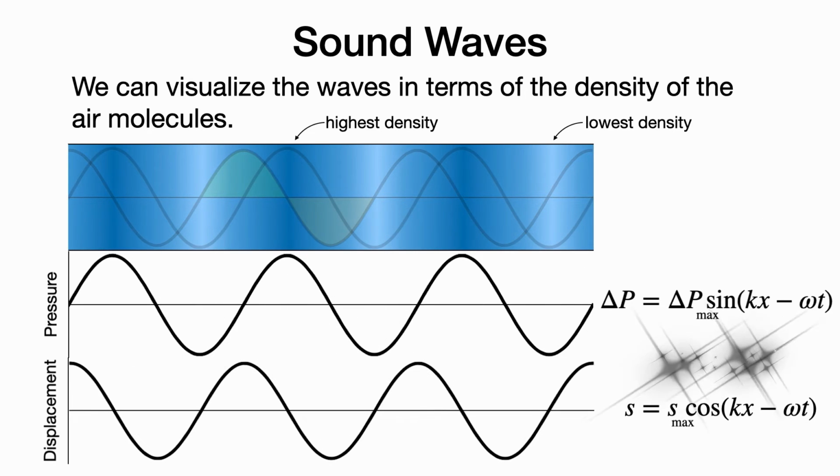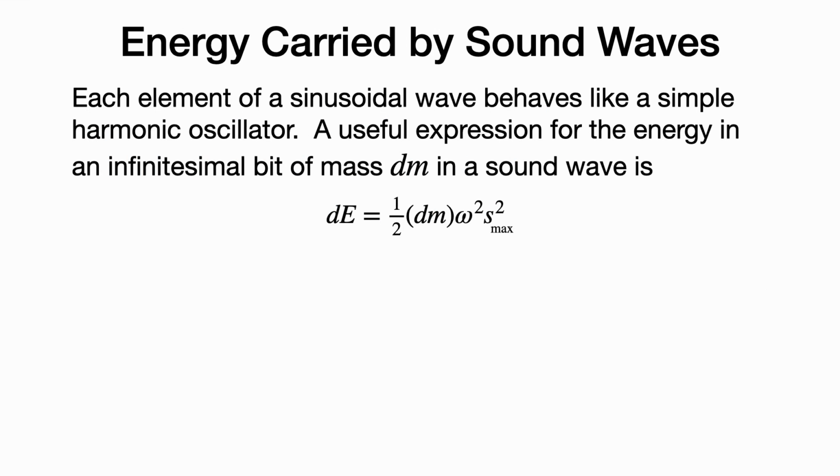Now, these two descriptions of the waves are related to each other by a relationship between the maximum pressure and the maximum displacement. Each element of a sinusoidal wave behaves like a simple harmonic oscillator. A useful expression for the energy in an infinitesimal bit of mass dm in a sound wave is that the infinitesimal energy is 1/2 the infinitesimal mass times the square of the angular frequency of the waves times the square of the amplitude of the waves.